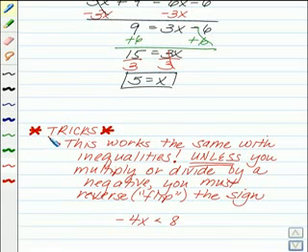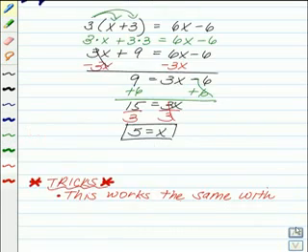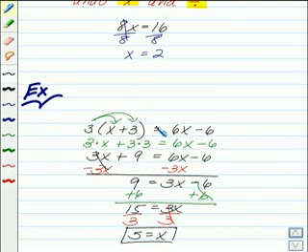Now this works the same with inequalities. For example, this problem would be exactly the same, even if I had an inequality sign. It would just stay the same all the way throughout. I would use the same process to solve the problem.